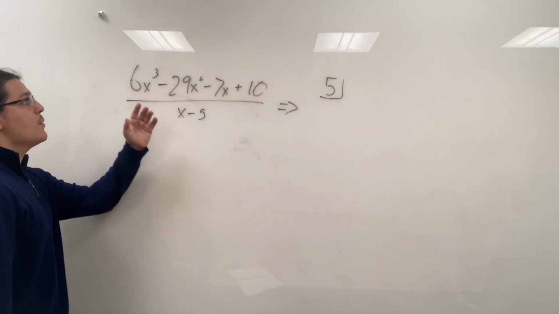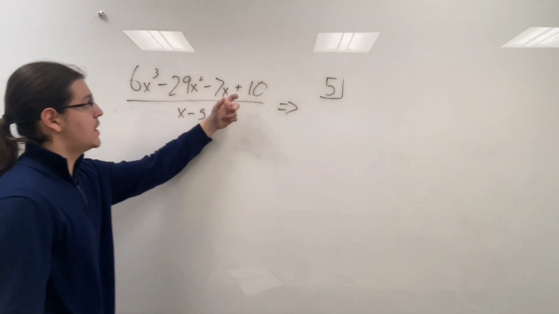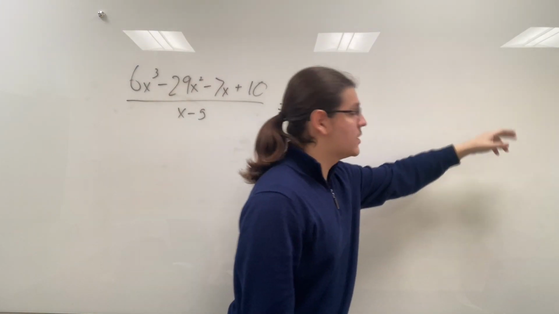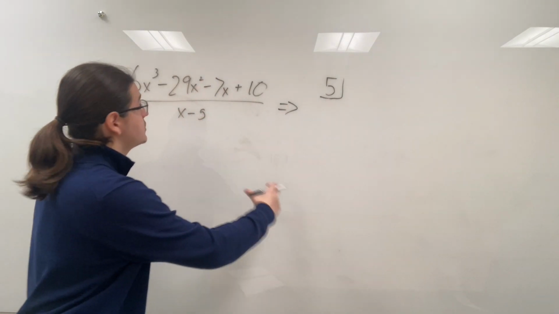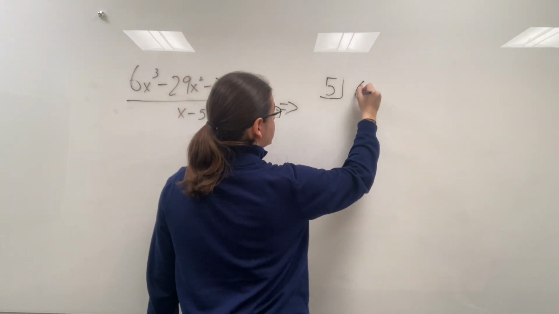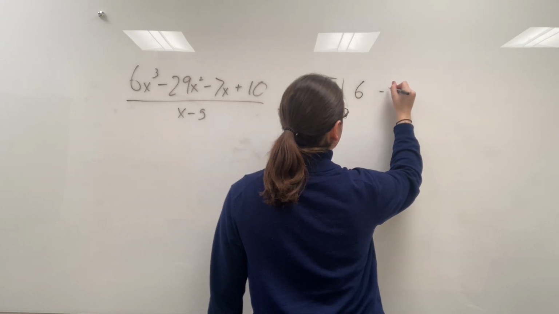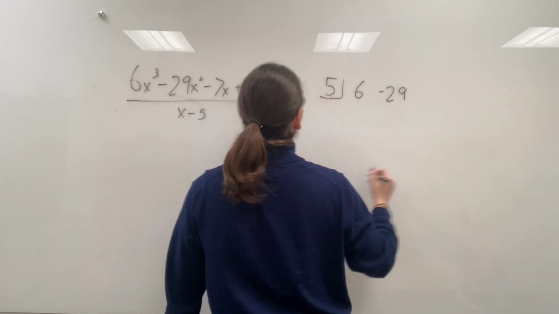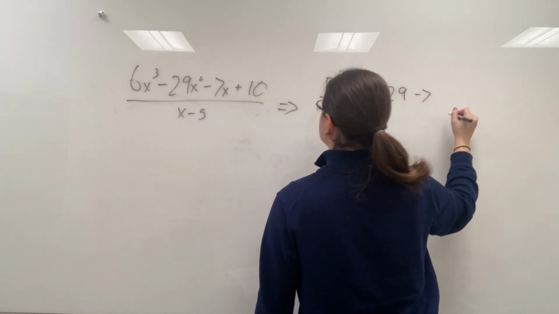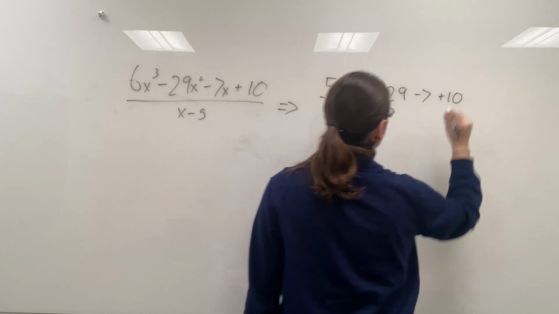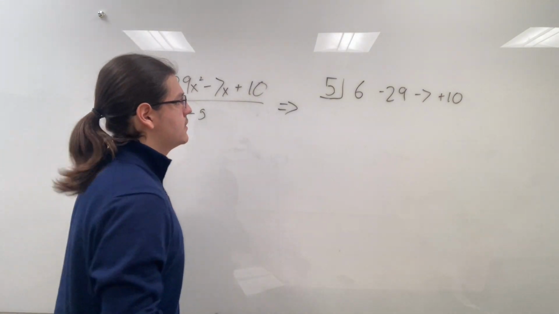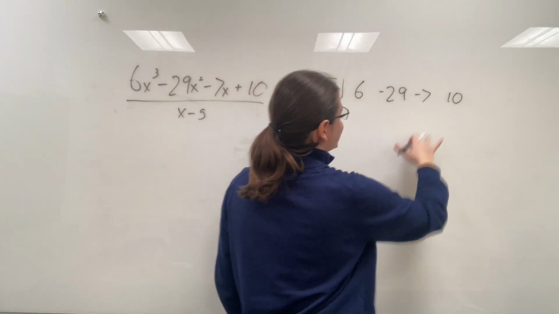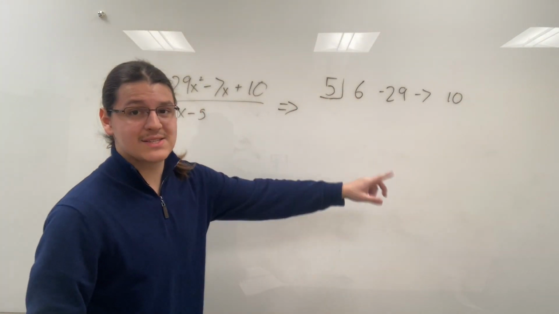And now we want to write our coefficients here, horizontally. So we want to write out just 6, minus 29, minus 7, and 10. Can you guys see that? Yeah. No signs outside of just negatives.